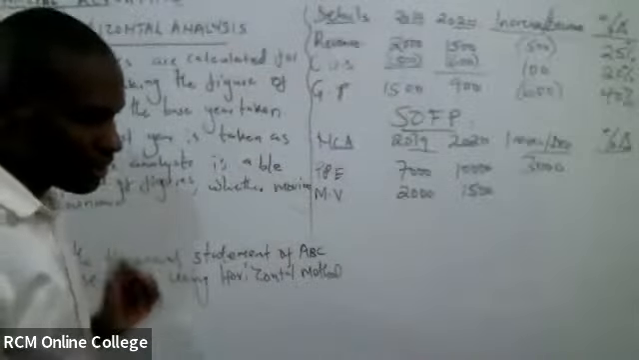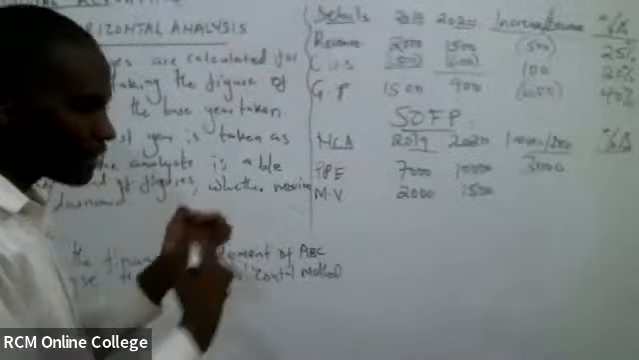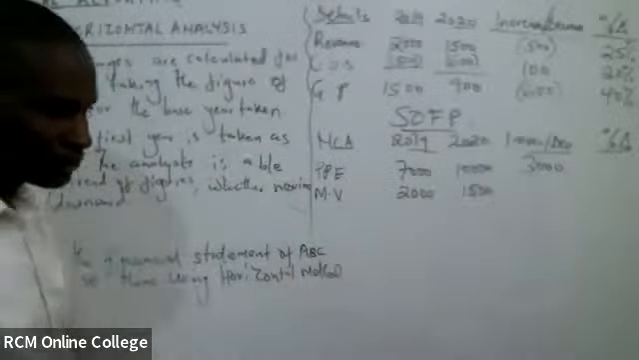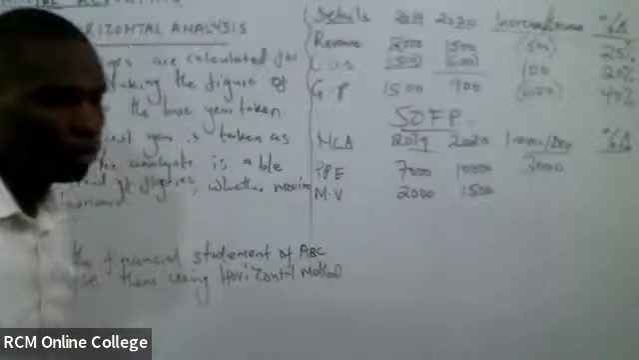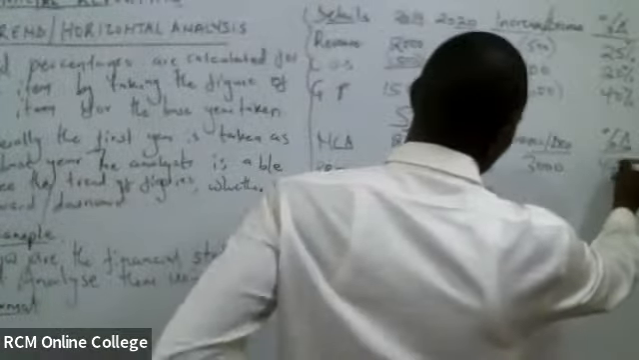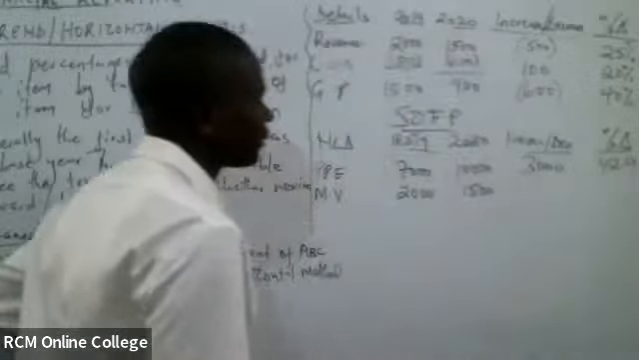3,000 divided by 7,000. So hapa unaangalia each item. So itakuwa ngapi? Percentage increase. How much is our percentage increase? 42.9%.